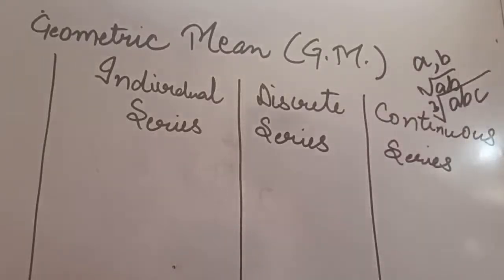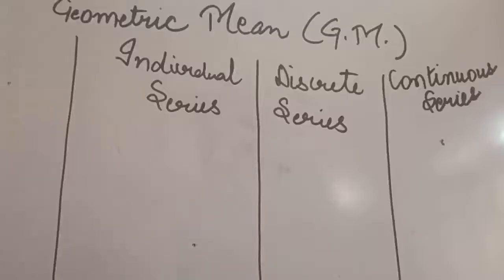So if we have to take a square root or cube root, it is not that difficult. But if there are many items, taking three or more items into consideration, it becomes difficult to find the geometric mean like this. In such cases, we make use of log and anti-log tables. The formula for calculation of geometric mean is different in case of individual series, discrete series and continuous series.